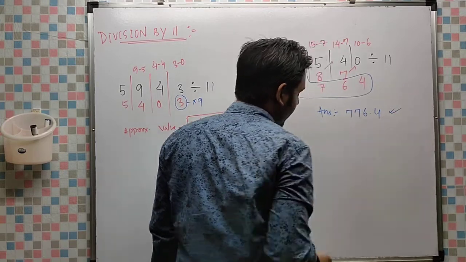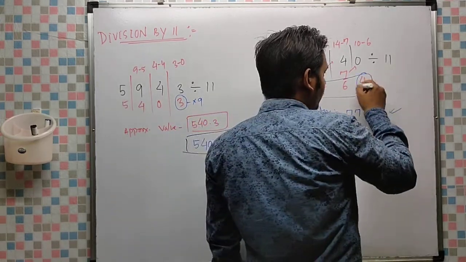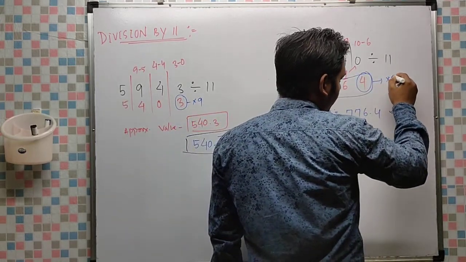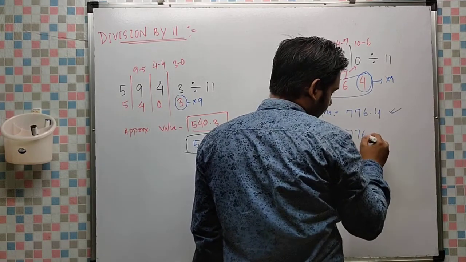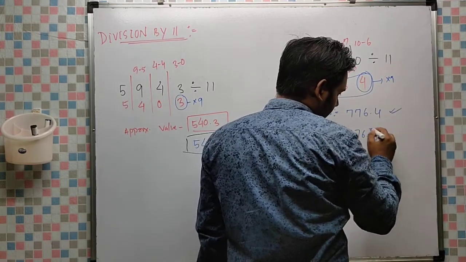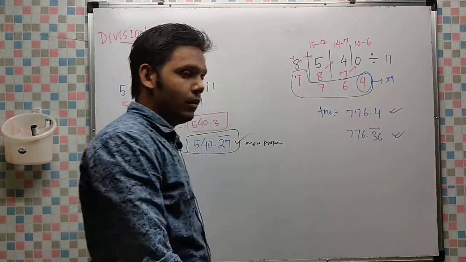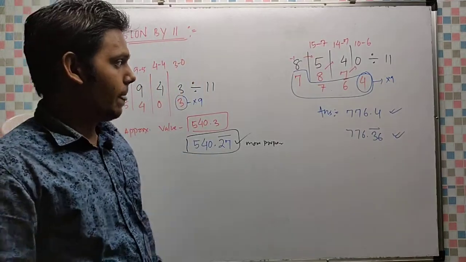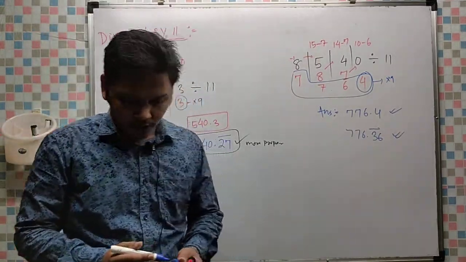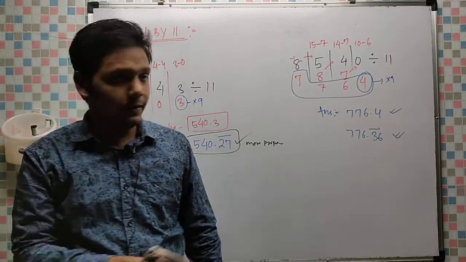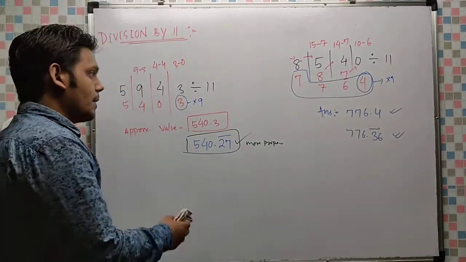776.4. This is the approximate answer. Otherwise, what you can do? This is the remainder into 9. 776.94, 36, 36 bar. This is the answer. So, this is all about division by 11.